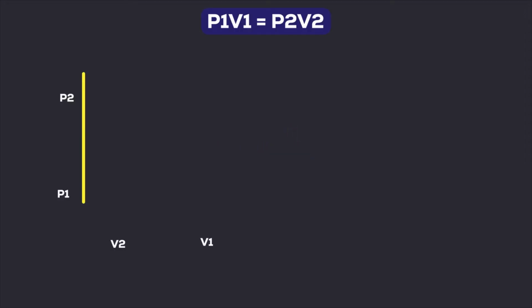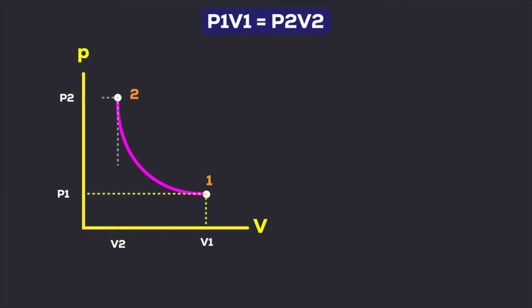Formula and derivation. The product of the initial pressure and the initial volume of a gas is equal to the product of its final pressure and final volume. This law can be expressed mathematically as follows. P1V1 equals P2V2, where P1 is the initial pressure exerted by the gas, V1 is the initial volume occupied by the gas, P2 is the final pressure exerted by the gas, V2 is the final volume occupied by the gas.